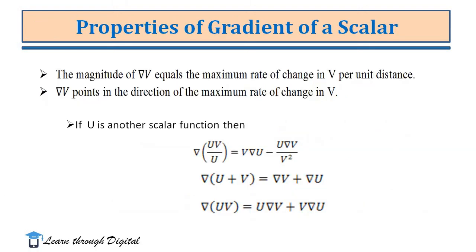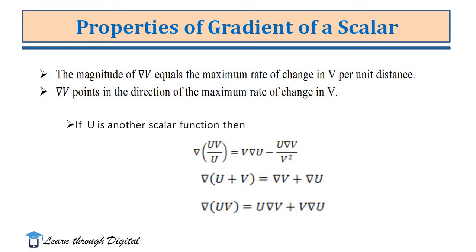Properties of the gradient of a scalar. First property is the magnitude of del V equals the maximum rate of change in V per unit distance. Second, del V points in the direction of the maximum rate of change in V. Third property is, suppose we consider another function U, which is also a scalar function, then it should satisfy the following identities.